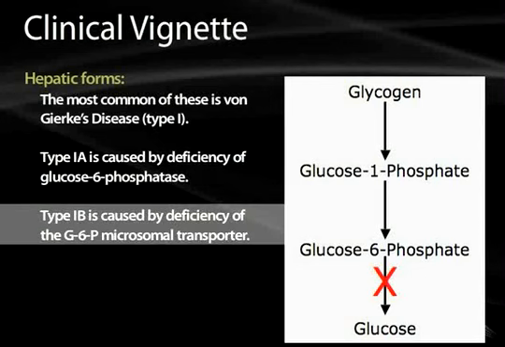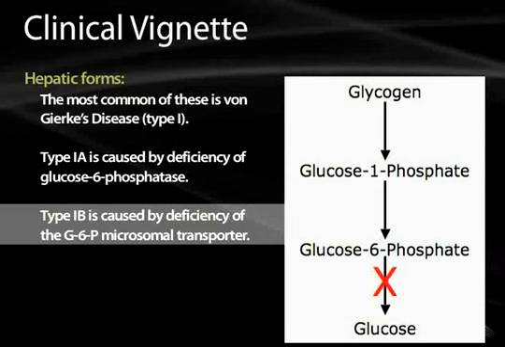The type 1B form of von Gierke's disease is the less common form. It's caused by a deficiency of the glucose 6-phosphate microsomal transporter. Remember, I told you before in the glycolysis or in the gluconeogenesis section that glucose 6-phosphatase is found in the endoplasmic reticulum, and that glucose 6-phosphate has to be transported into the endoplasmic reticulum in order for glucose 6-phosphatase to convert it back to glucose.